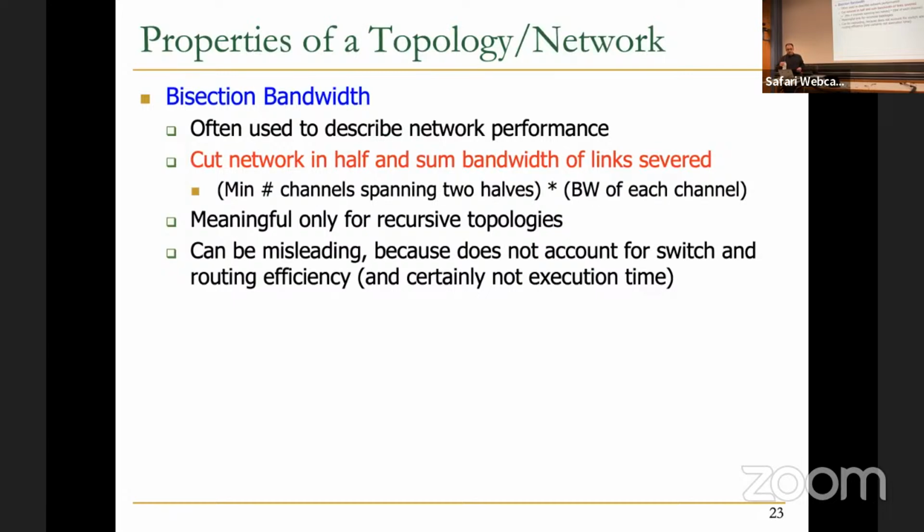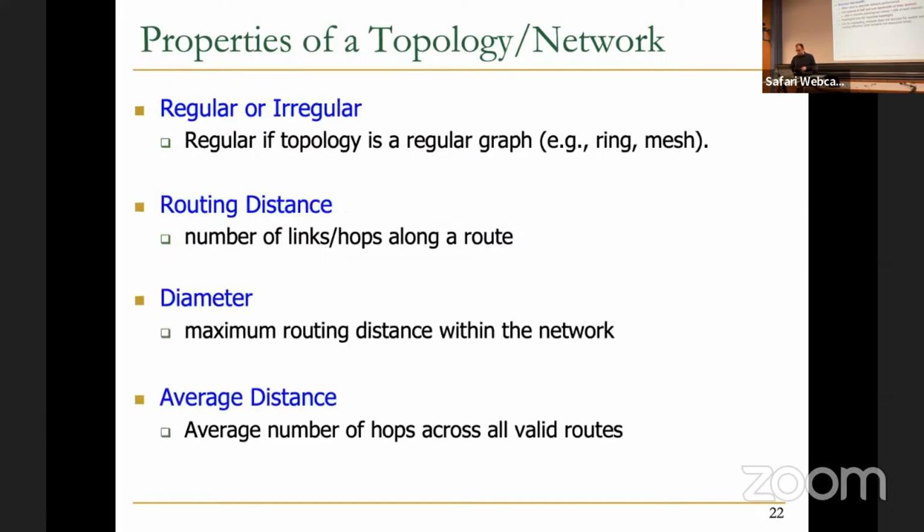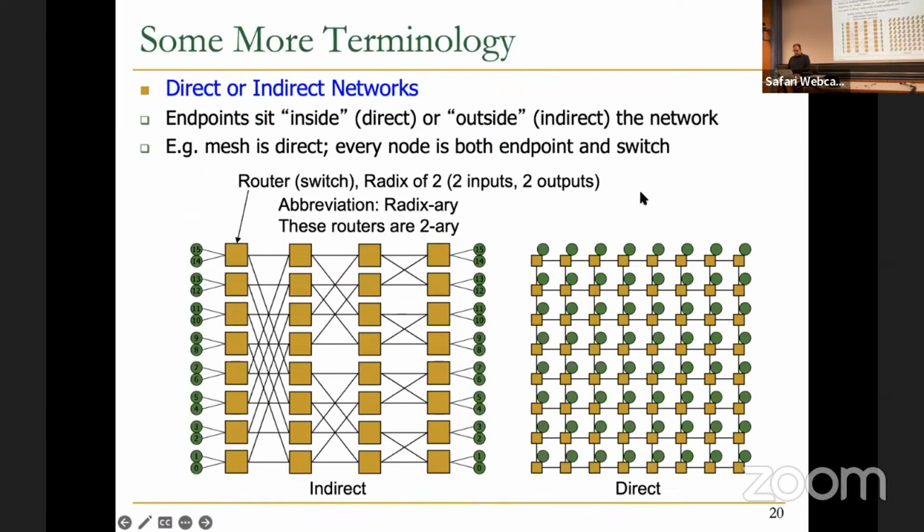Another very important terminology is bisection bandwidth, and people use bisection bandwidth in order to compare many topologies together. Bisection bandwidth is often used to describe network performance. When you cut the network in half, it is the minimum number of channels spanning the 2 halves times the bandwidth of each channel. Like in a mesh network, to calculate the bisection bandwidth, you need to find a way to cut the network in half, and then see how one half is connected to the other half. Do we have a lot of channels or not?